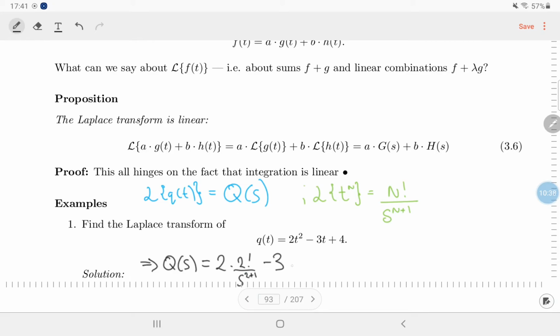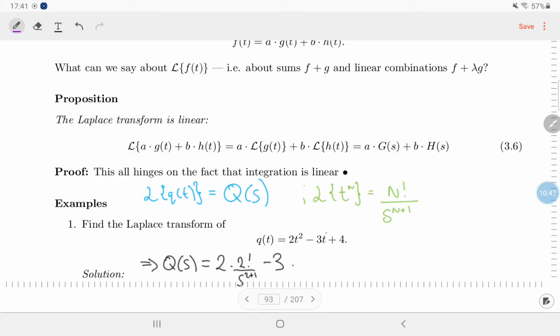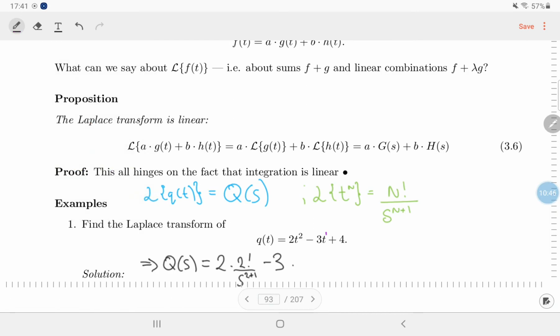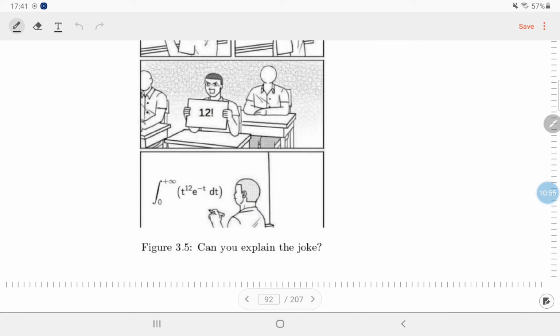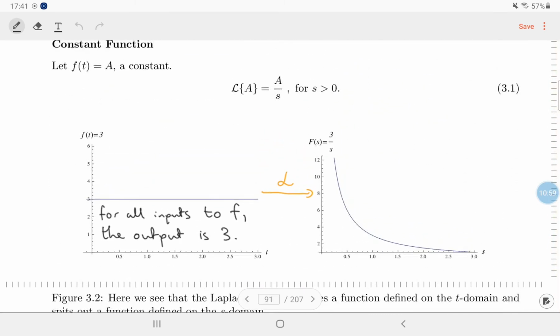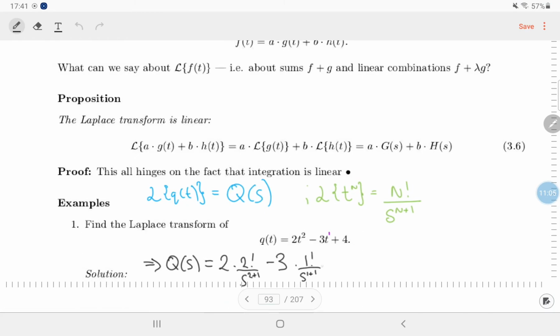Fix the 3. Now what is going on with t? Well, of course, t is just t to the 1, so we can use that formula here. So t to the 1 would be 1 factorial over s to the power of 1 plus 1. And 4 is a constant, and that was done back here as well. A constant 4 is 4 over s. So plus 4 over s.